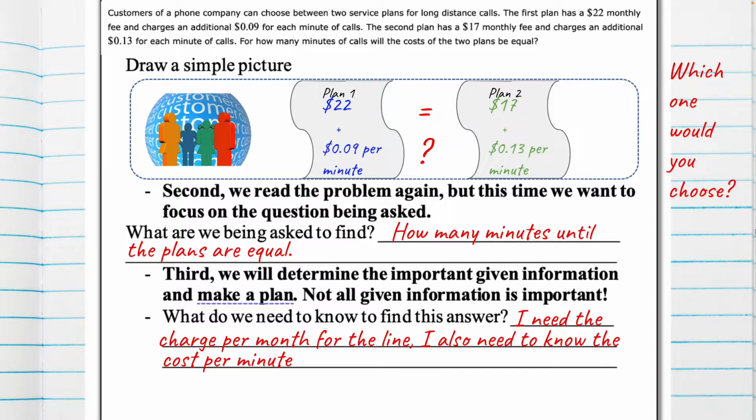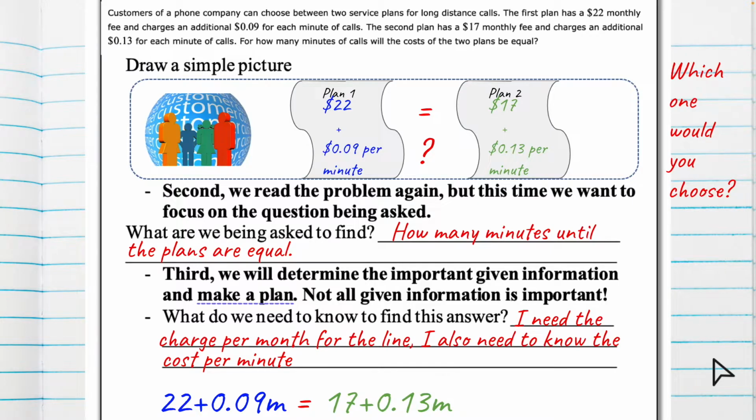All right, so we're going to go ahead and look at how to solve this. Down here you can see I've written a little expression, 22 plus 0.9 m. So m is for minutes. I replaced that with a variable. So this is plan number 1, $22 plus 9 cents per minute. And the second plan is going to be $17 plus 13 cents per minute. So we can see our equation down there. We want to know when these two are equal.